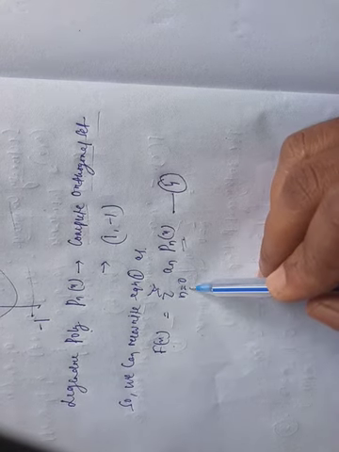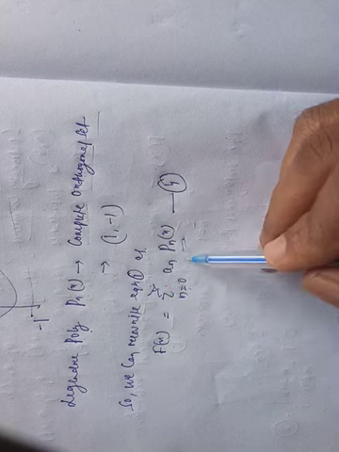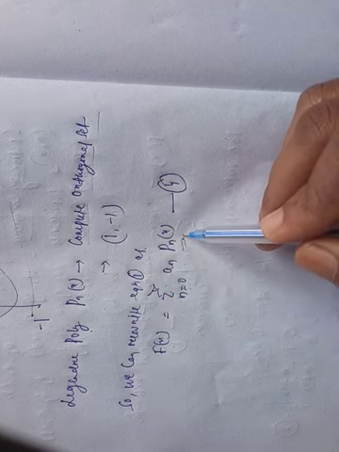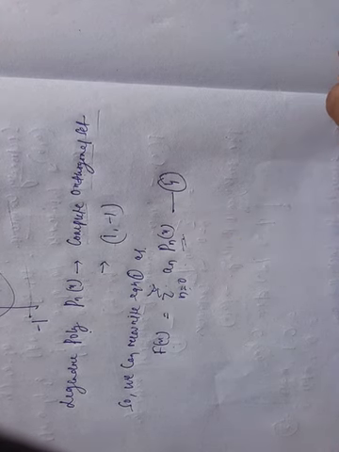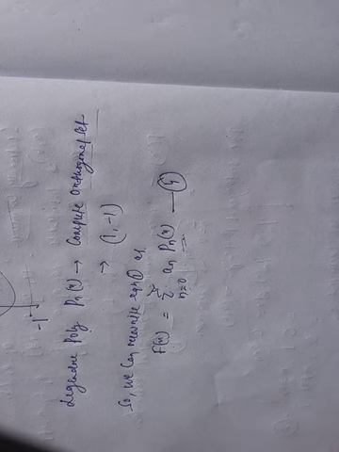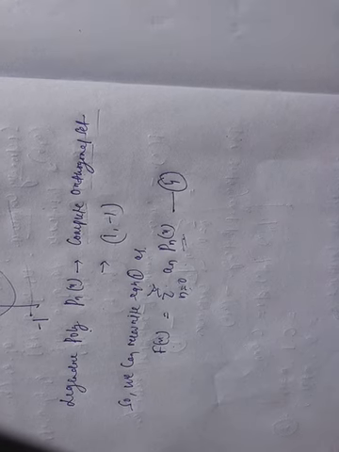f of x is equal to the summation over n equal to 0 to infinity of an Pn x. Okay, an Pn x. Now we can follow the same procedure that we did with our first equation.